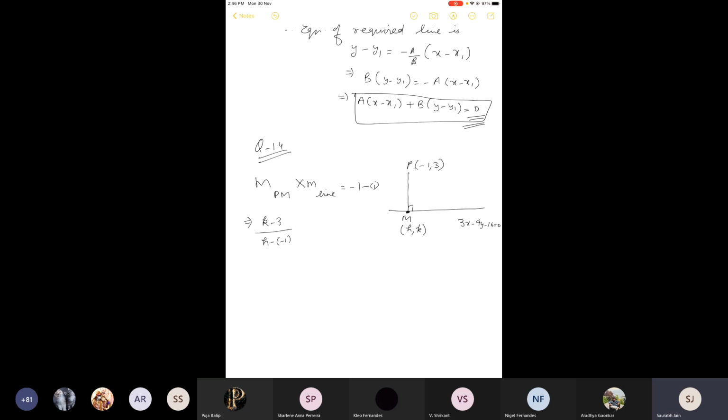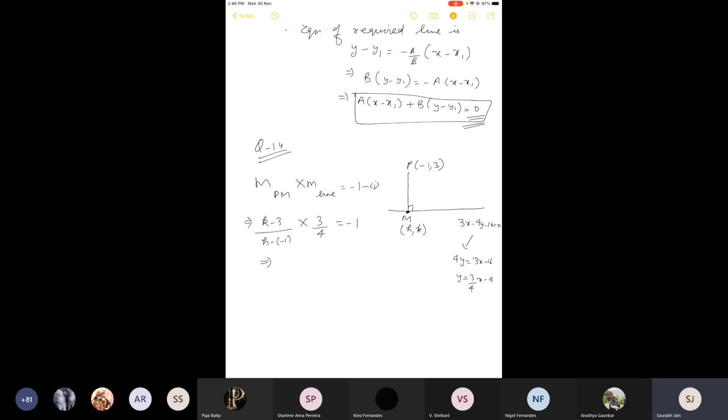Then slope of line. For this also we need to change it in slope intercept form. So I will write 4y equals 3x minus 16. Divide both sides by 4. So slope of the line is 3 by 4. You put this value here, 3 by 4. Comes out to be -1.